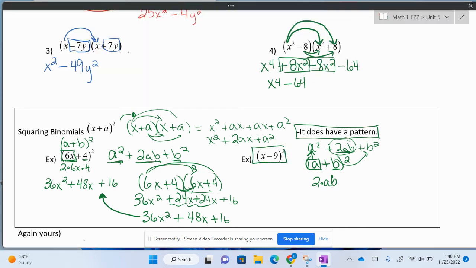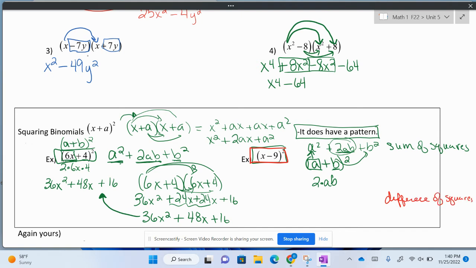So this is not the sum of squares. This pattern works for the sum of squares, which is what we were doing right here. This example right here is the difference of squares. The difference of squares.